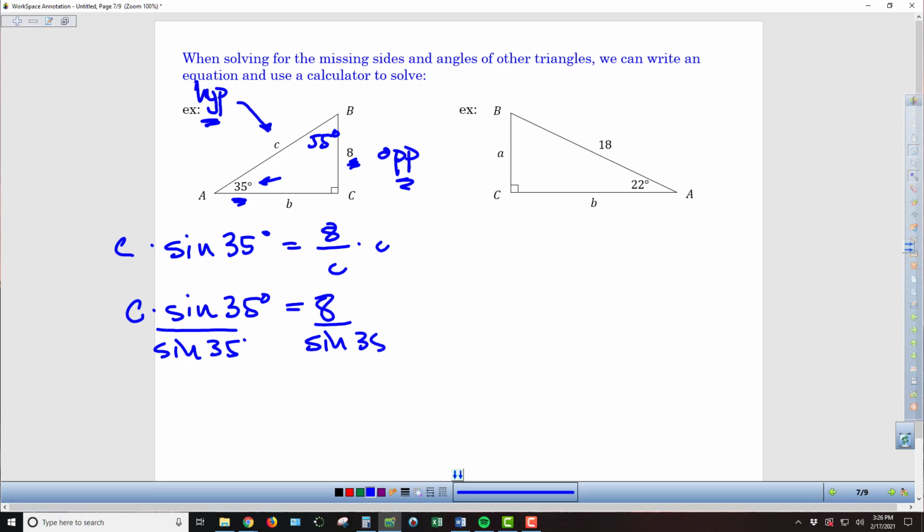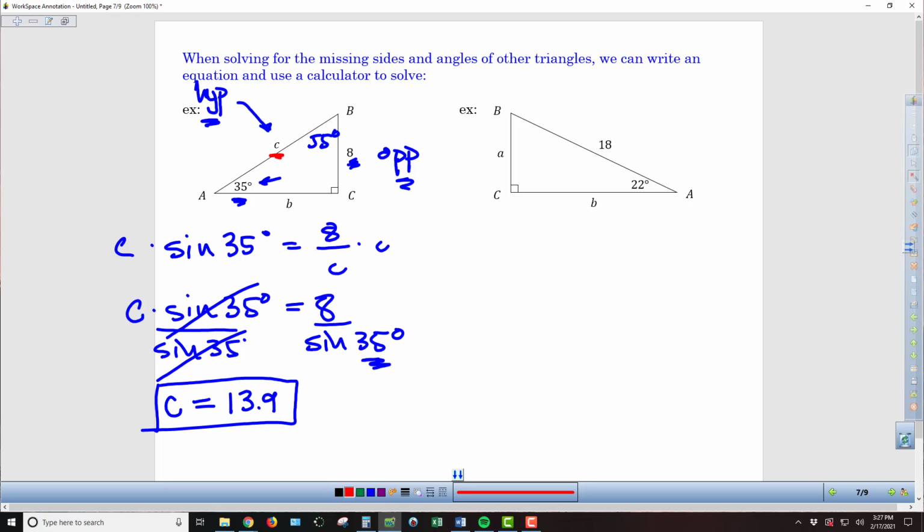And so now I'm ready to move to pushing buttons on my calculator, again making sure that I'm in degree mode since my angle measure is in degrees. I'm going to have c equals whatever 8 divided by the sine of 35 degrees is. And it turns out that answer is 13.9.